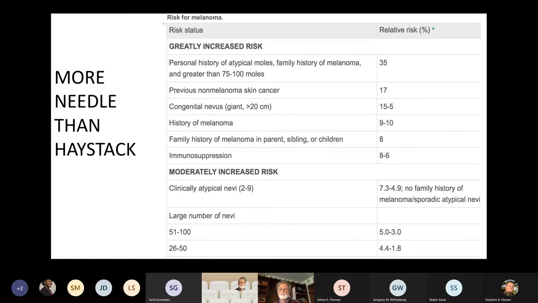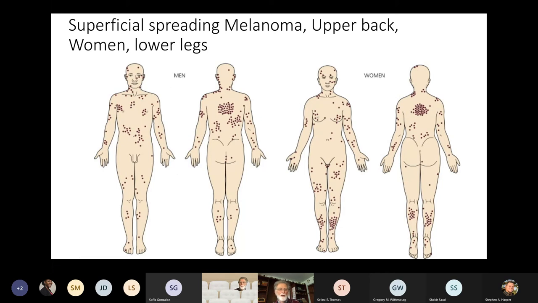What are the risk factors? So this is a real complicated relative risk table that shows that atypical moles can give you a greater risk of melanomas. You go on down. We can't spend much time on this, but it's a real thing. So where do you look and where are you most concerned? If you look, the upper back is the most worrisome, the densest spot in men and women, but look at the legs of women, another dense spot. So be particularly concerned in those areas, but you have to be kind of concerned everywhere. Okay.